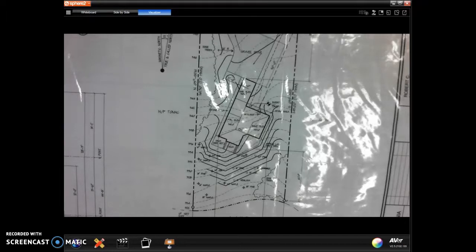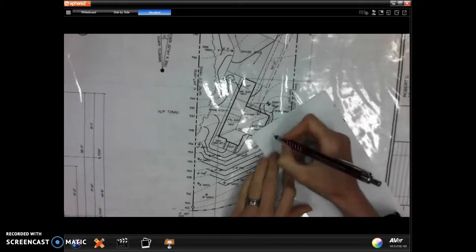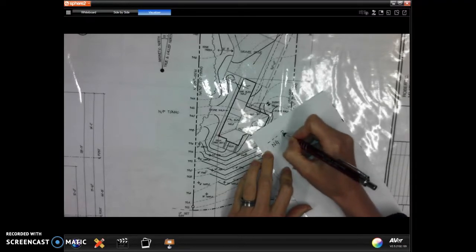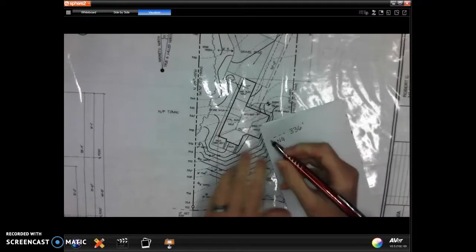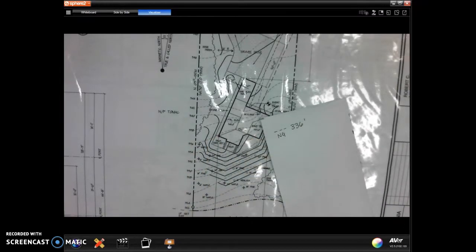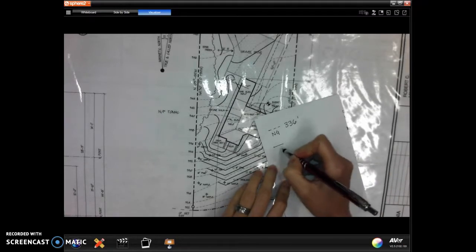336 feet. So let me just get a piece of paper. I'm going to do a dashed line. Natural grade is 336 feet. And you can see that right here. It goes to 336. And then we said finish grade. So that's the solid line here.